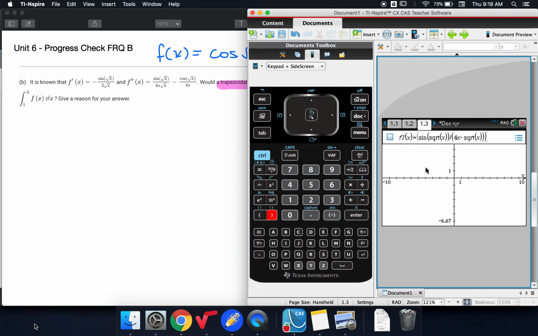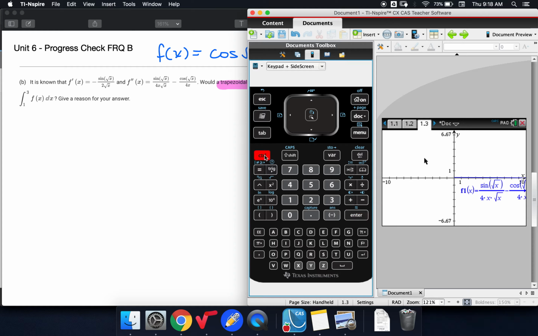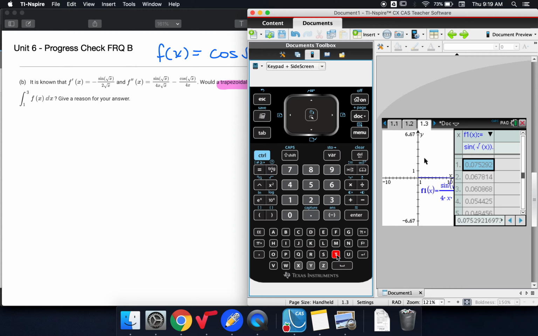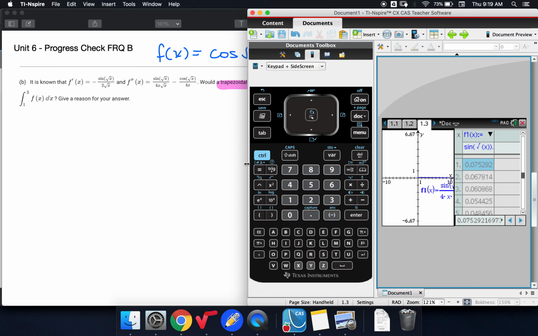minus cosine of square root of x divided by 4x. Okay, those are obviously very small values. I'm looking between 1 and 3, so I'm going to go into my table to see values between 1 and 3. Here are my x values, and my y values look like they're all positive. Let's zoom into our graph a little bit to see.